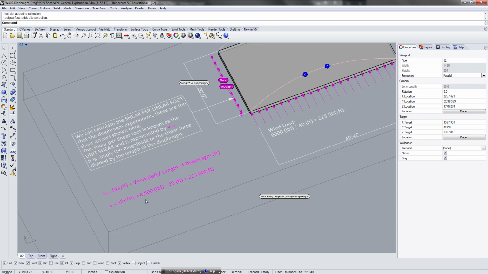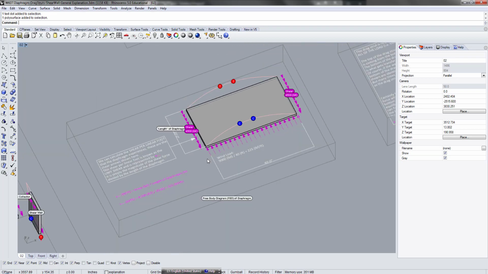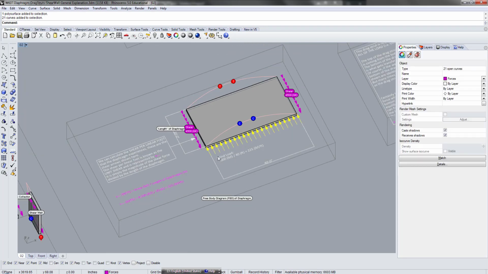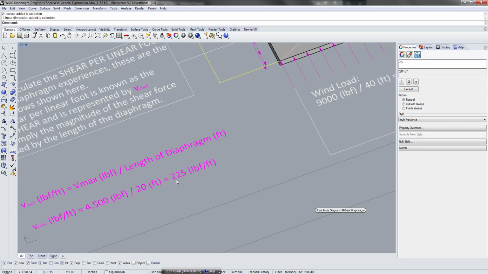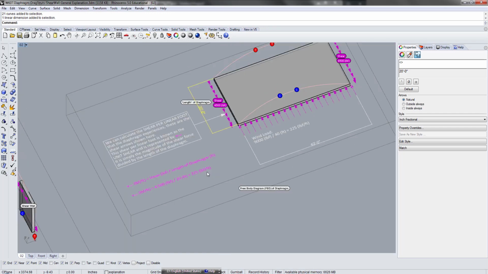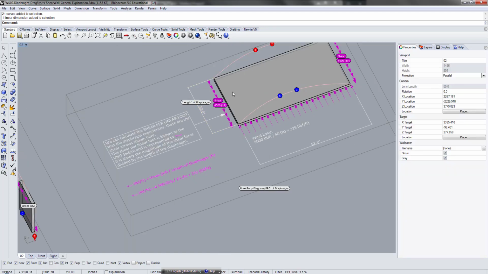So it's 4,500, because the total was 9,000 divided equally. If you divide it by its linear length, which is 20 feet, it's going to be 225 pounds per foot. So that's the linear shear on the roof side.